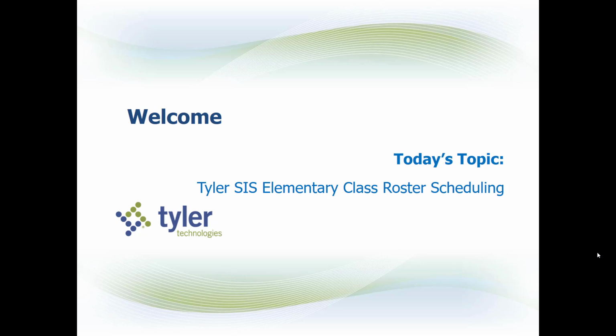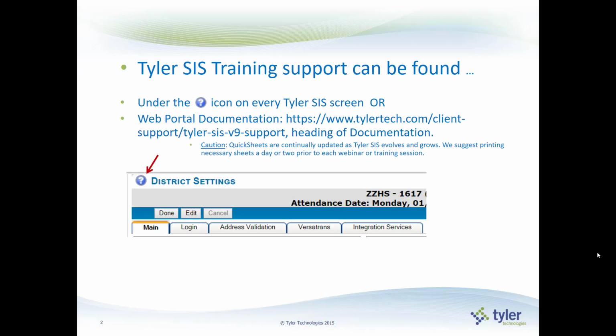You can access your Tyler SIS Quick Sheets for further assistance in learning how to do elementary scheduling in the system. Documentation is accessed under the question mark icon on every Tyler SIS screen or through the web portal documentation located at www.tylertech.com/client-support under the heading of documentation.